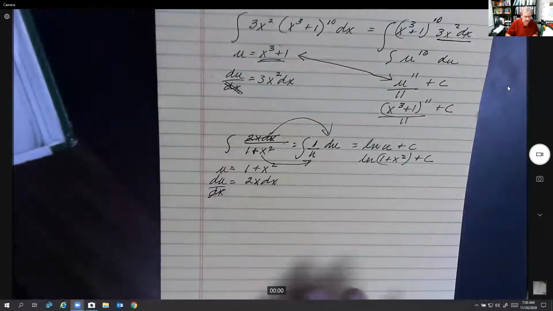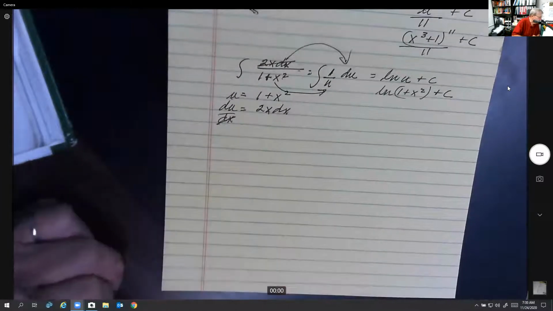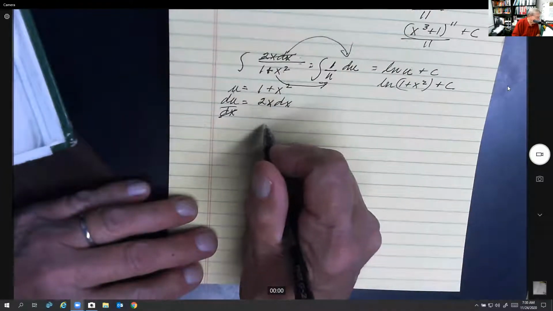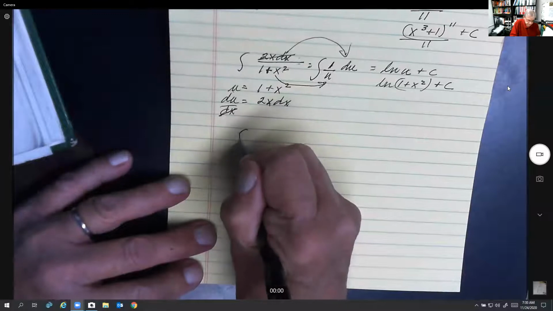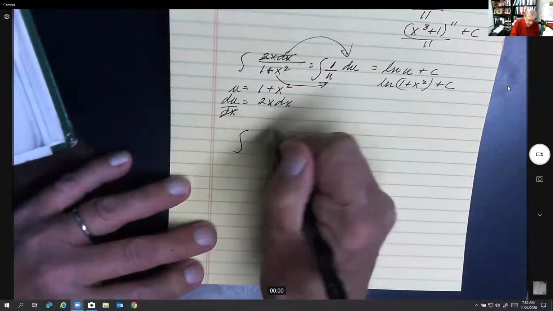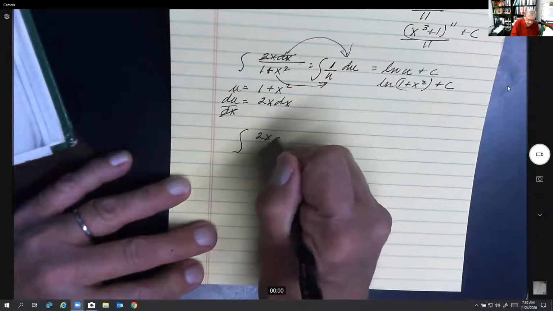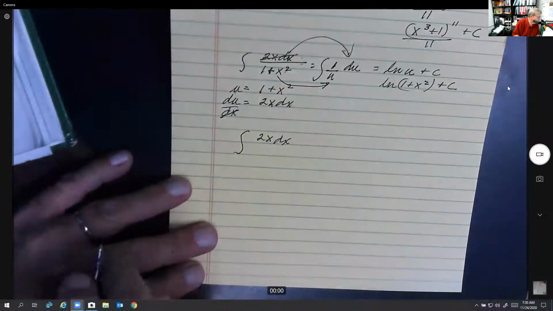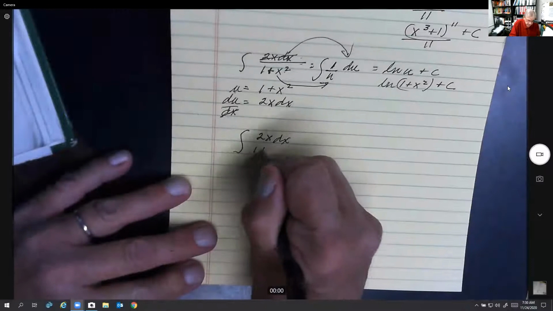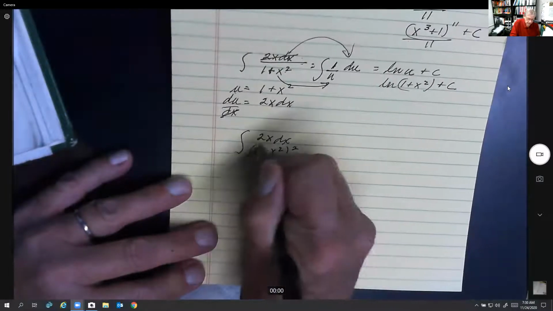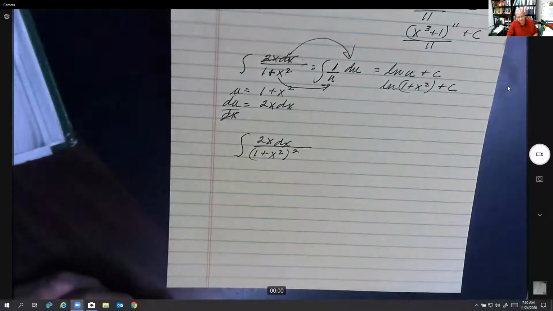So yeah, it is a little confusing. It's very confusing. So let's try one more. Here we have 2x dx over 1 plus x squared, almost the same problem, but now it's squared. A little variation on it.